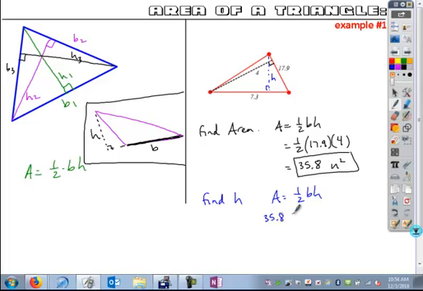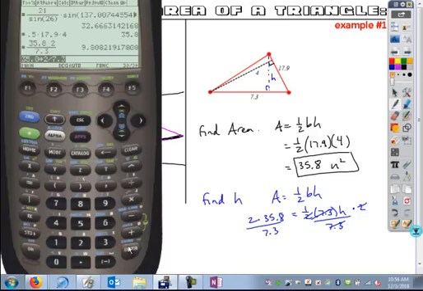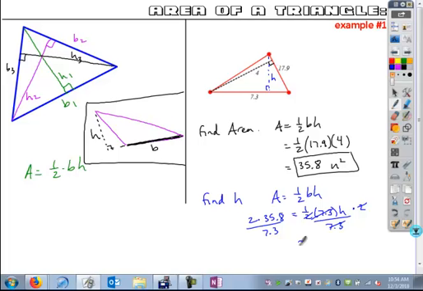You could plug this in. 35.8 is equal to 1/2. Now my base of 7.3 has an unknown height h, which I can solve for. So I can multiply by 2 and then divide by 7.3, and that would be my h value. So I could take my 35.8 times 2, and then divide by 7.3. And I would see that the corresponding height would have to be 9.81 approximately, if that was what was being asked.